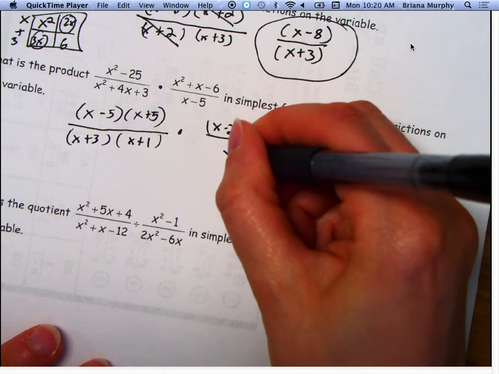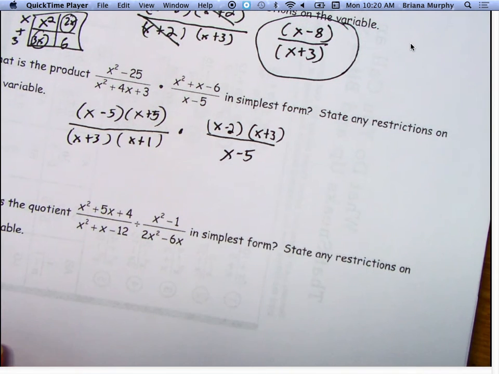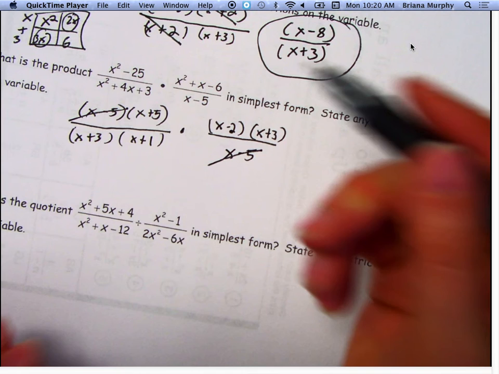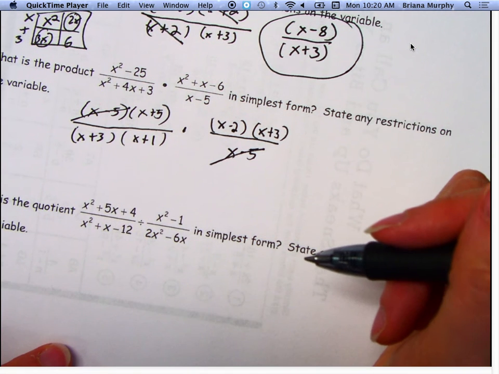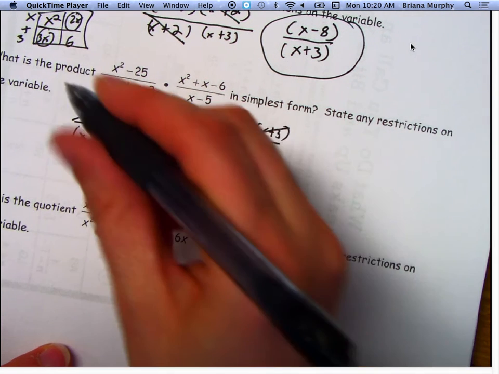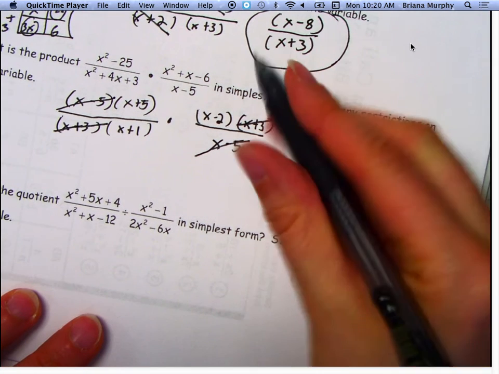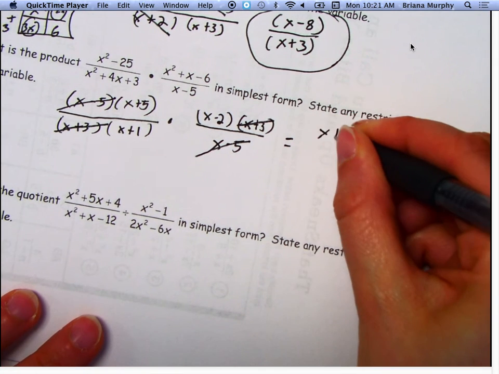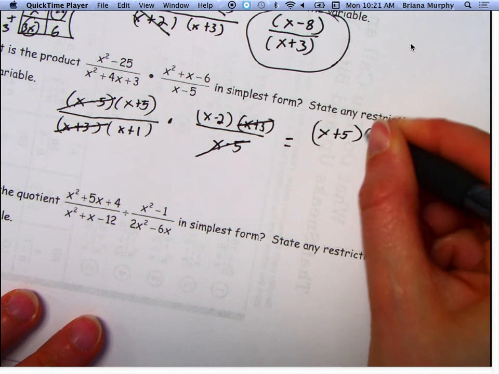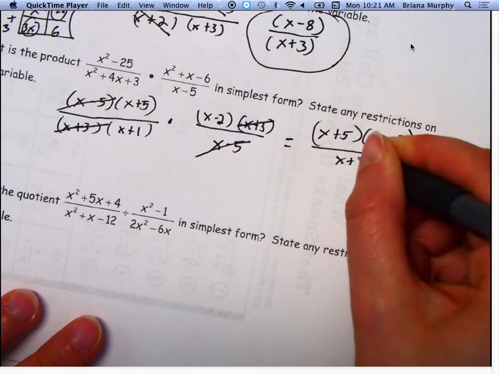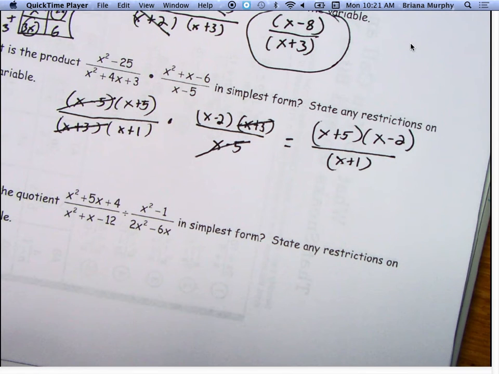And then we have the x minus 5 on the bottom. What's nice about this is now I can cancel out all the stuff they have in common. X minus 5 and x minus 5, they'll be divided by to give us 1. X plus 3 and x plus 3. So then I just write down what I have left. X plus 5 times x minus 2 over x plus 4. That's it.